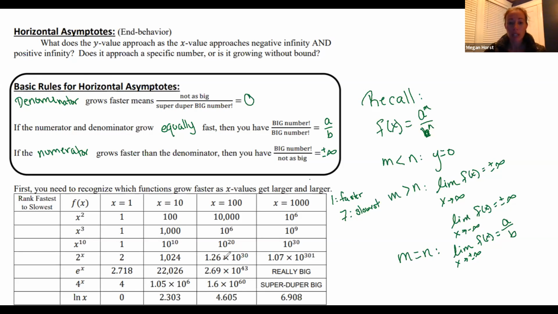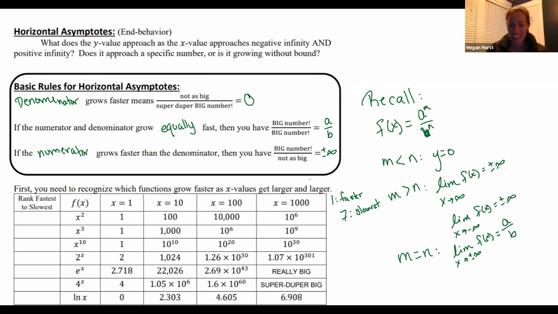But as we approach x equal to 100, notice it starts to surpass that x to the 10th, and then ultimately is significantly larger in this instance. E to the x is a really big number, but 4 to the x, because this base of 4 is larger than 2.718, notice that 4 to the x is an insanely large number.